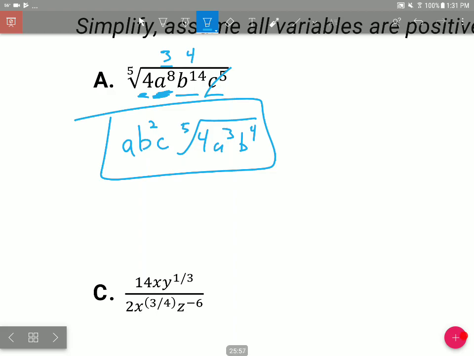And if the 4 could have reduced, let's say it was 64 in there, I can break a 64 into a 2 to the 5th, which is 32, and a 2. So 1 2 would come outside the radical, and the other 2 would stay in. So if you can break up the number, do it as well.